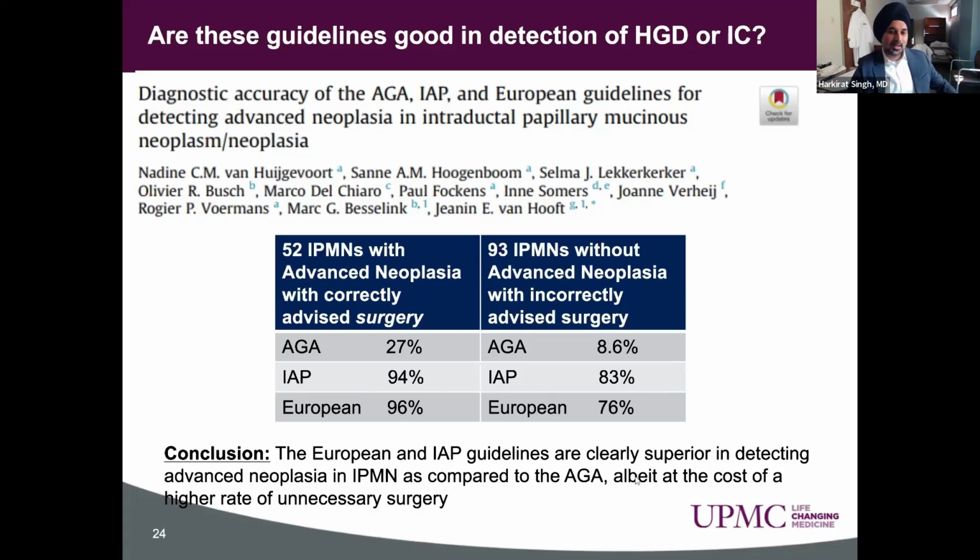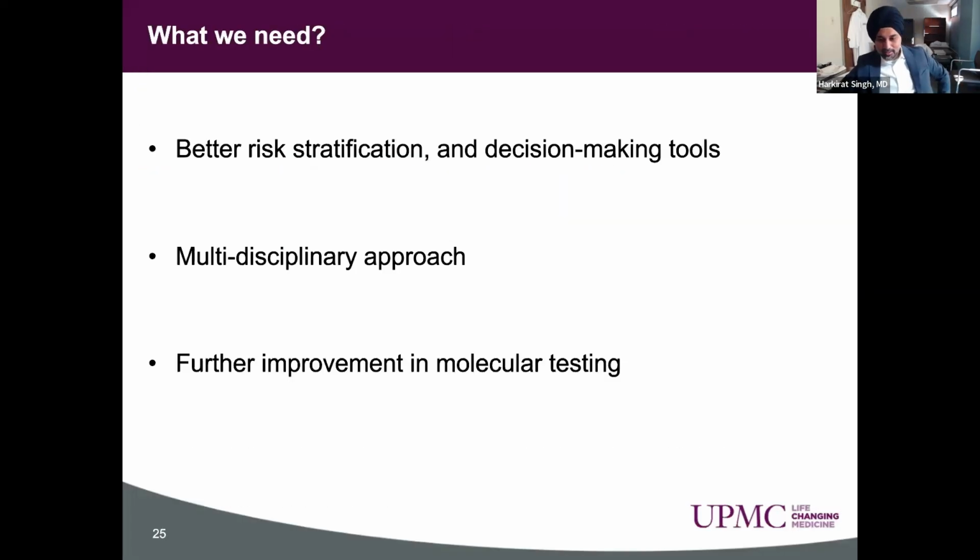And this is the dilemma we all have. We want to find patients who are going to develop cancer, but we don't want to do unnecessary surgery, because pancreatic surgery is complicated and comes with morbidity and even mortality. So what do we need for management of IPMNs at this time? We need better risk stratification and decision-making tools.